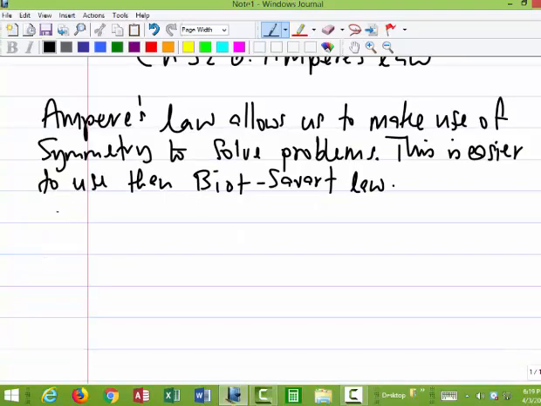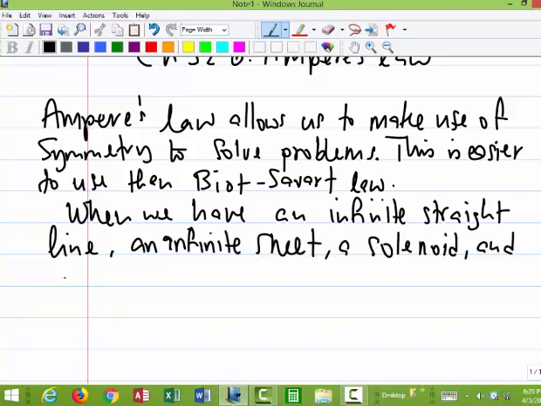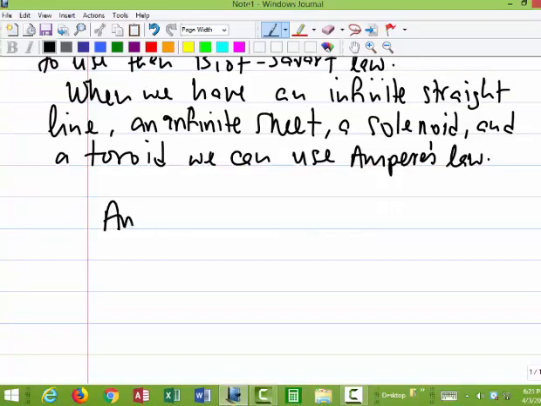So we can say that when we have an infinite straight line, an infinite sheet, a solenoid, and a toroid, we can use Ampere's law. So what is Ampere's law? For Ampere's law, we'll take the integral of the line segment. So let's do Ampere's law here.